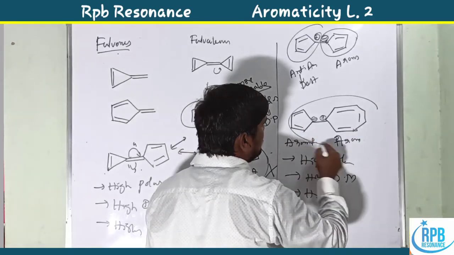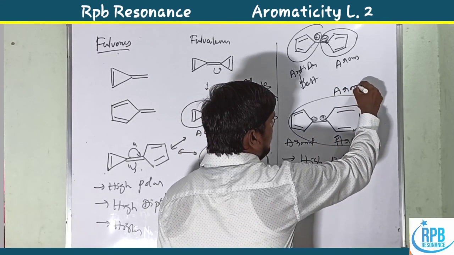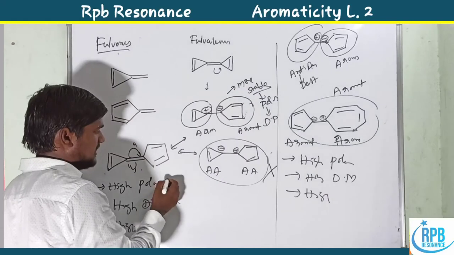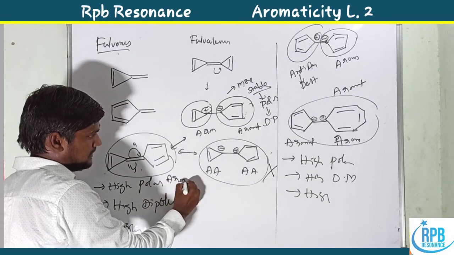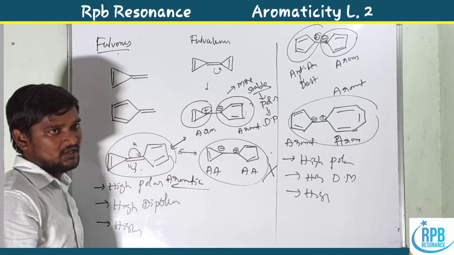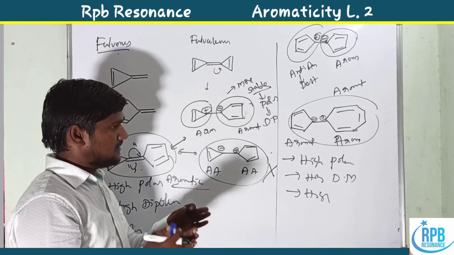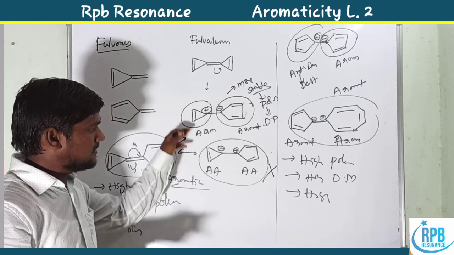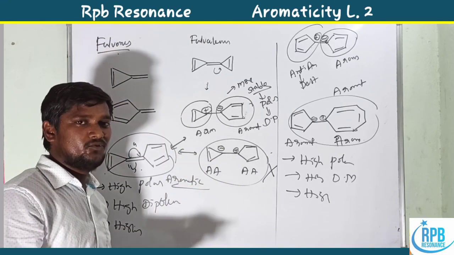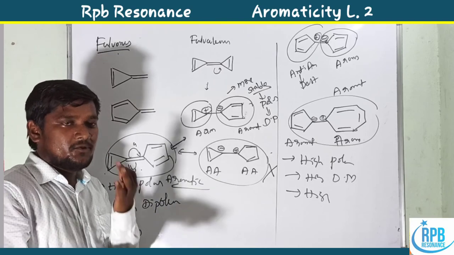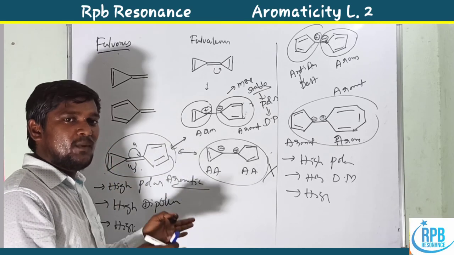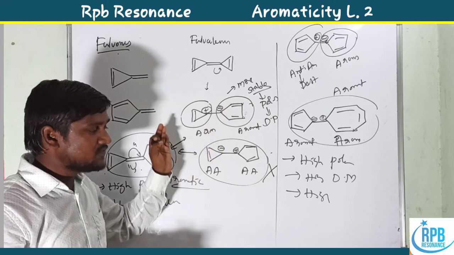So this system is said to be aromatic. Like this system also is said to be aromatic. This is also an aromatic structure. So they are susceptible to these types of questions. They give these two resonating structures: among the two, which is more stable? Why? Because the stability is given by the aromatic compound. So here both are aromatic. That's why it is more stable.